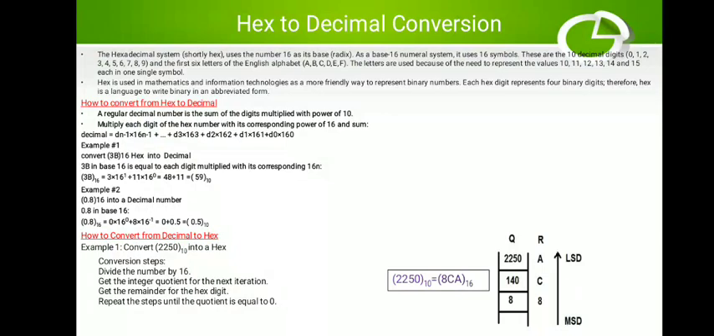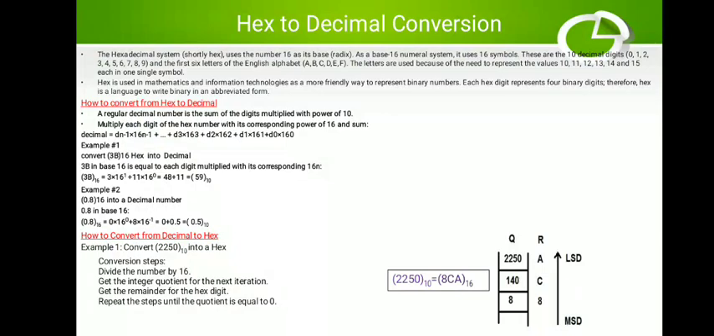Now this hexadecimal number is user friendly, so it is used in mathematics and information technology. But one thing you will remember in this, it is also called a 4-bit binary equivalent number, which means that each hex digit is represented by 4-bit binary digits. Now let us first see the conversion from hex to decimal.